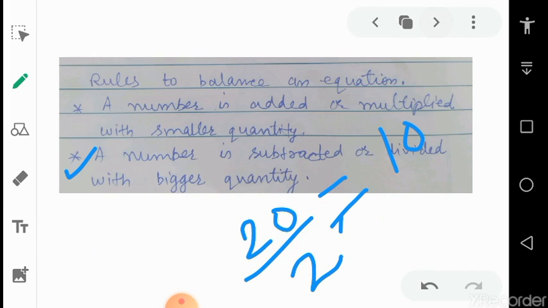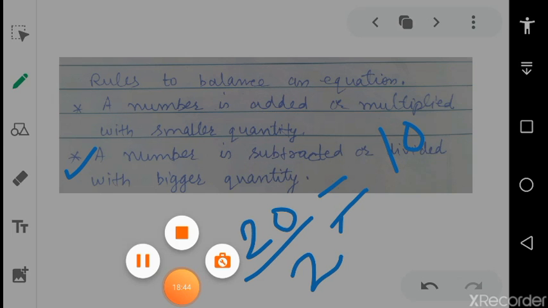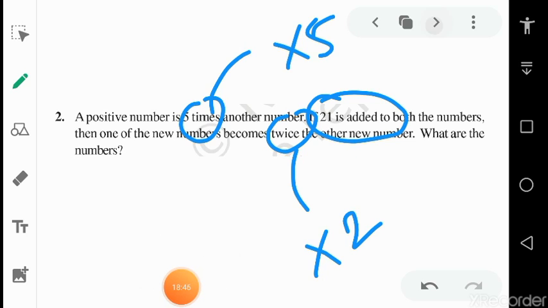Now to balance the equation, if you are adding or multiplying a number, do it with a smaller quantity. If you are subtracting or dividing a number, do it with a bigger quantity. Okay, all these rules are very important.